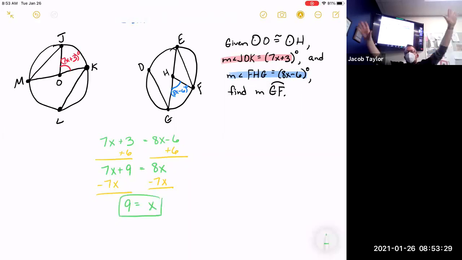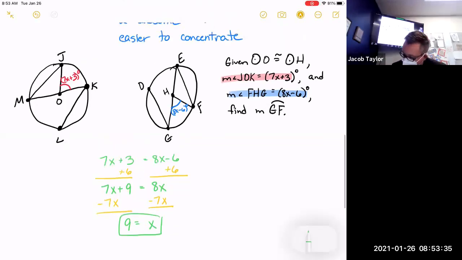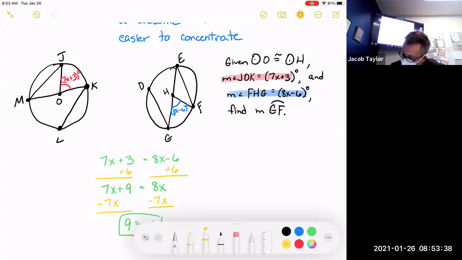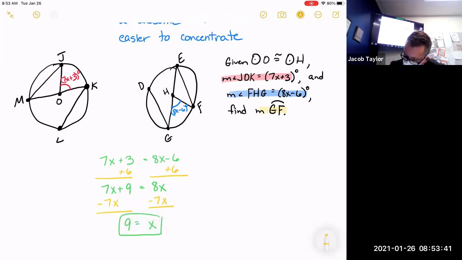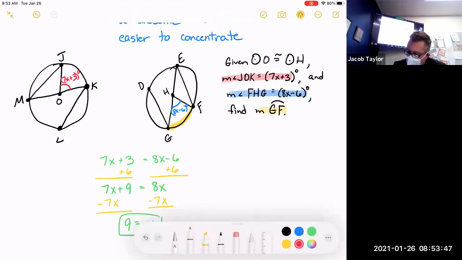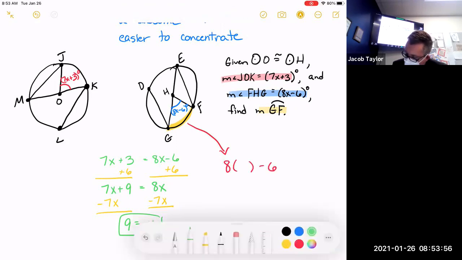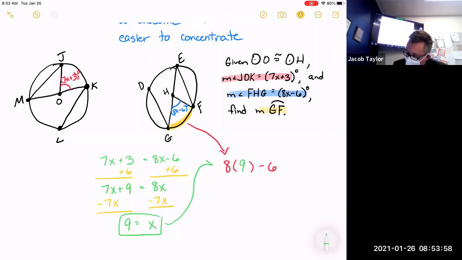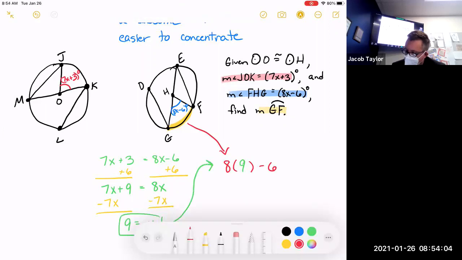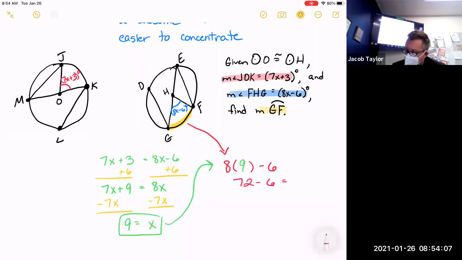Whew. And we're done. No, you have to subtract. Oh man, because what do we have to find? You have to find the arc, arc GF, which is this guy. So we're going to do 8x minus 6. And we just figured out that x was 9. So that's going to be 72 minus 6 equals 66 degrees.